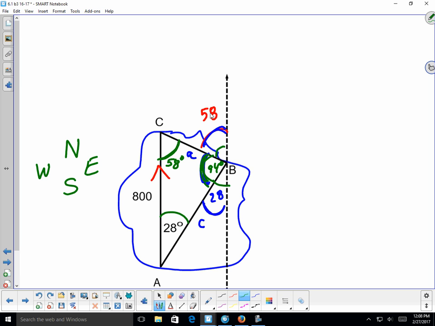Right? Okay, so at this point, you would set up and solve, and I think maybe I'll leave you to do this. So you're going to do sine A over A equals sine B over B, right? Because we're trying to find side A, but we know angle A is 28. So how are we going to set this up? What's it going to look like?